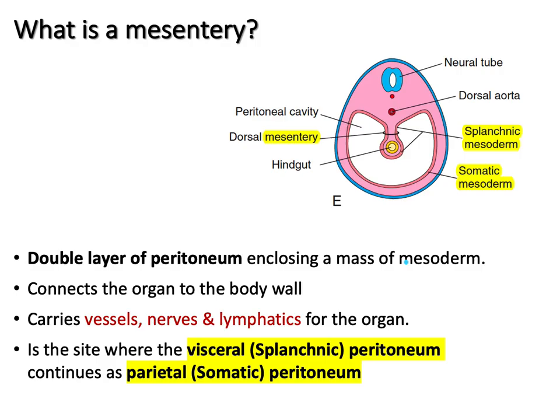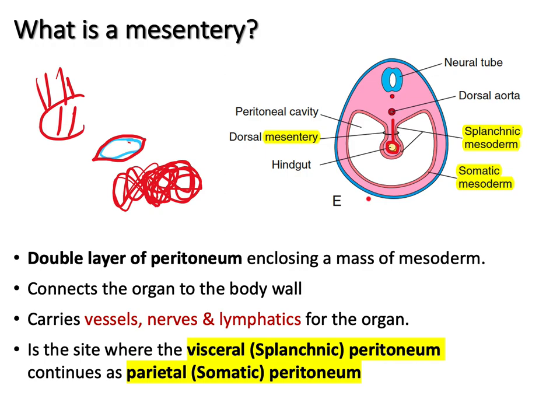So what is the mesentery? The mesentery, my friends, is simply a double layer. If you have, for example, a stomach, the mesentery is a double layer of peritoneum that encloses a mass of mesoderm connecting that organ. For example, here is the hindgut connected to the posterior abdominal wall. That means your intestine is fixed to the posterior abdominal wall. They are not piled on top of each other like this, right? No, they are connected to the posterior abdominal wall by mesenteries, through which vessels, nerves, and lymphatics also reach that organ or intestine, right?